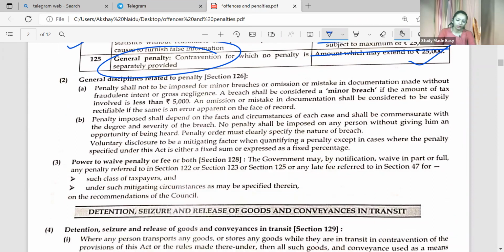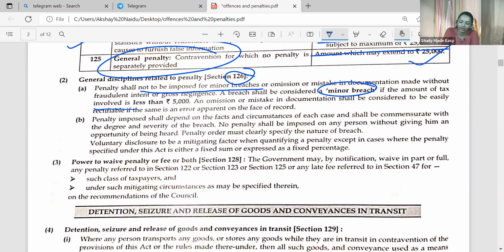ठीक है. Now coming to 126, क्या बोलता है? General disciplines related to penalty. Penalty shall not be imposed for minor breaches. अगर छोटी मोटी कोई गलती होती है, it is minor breach, then there would be no penalty. Ma'am, what is minor breach? Already I guess it was July 21 this question is asked. Minor breach का limit क्या है? What you will consider as a minor breach?